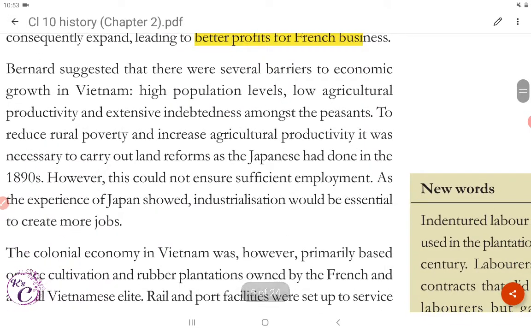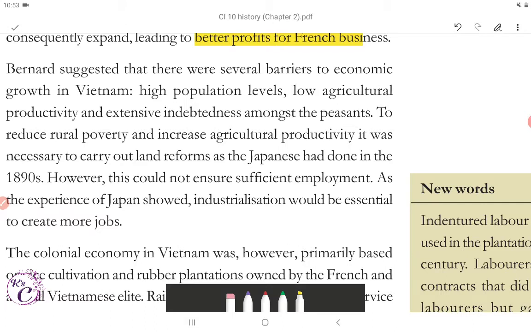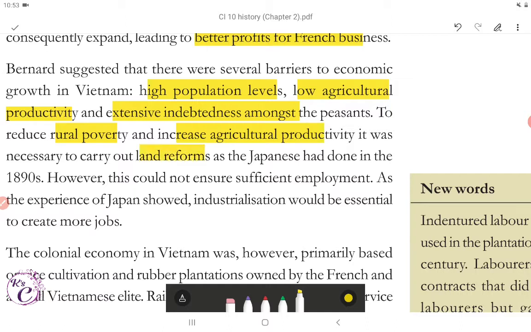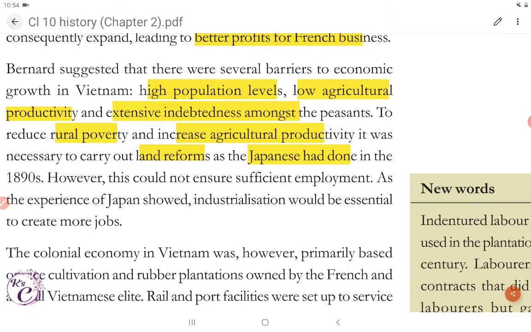Bernard suggested that there were several barriers to economic growth in Vietnam, like high population levels, low agricultural productivity, and extensive indebtedness amongst the peasants. To reduce rural poverty and increase agricultural productivity, it was necessary to carry out land reforms, as the Japanese had done in the 1890s. However, this could not ensure sufficient employment. As the experience of Japan showed, industrialization would be essential to create more jobs.